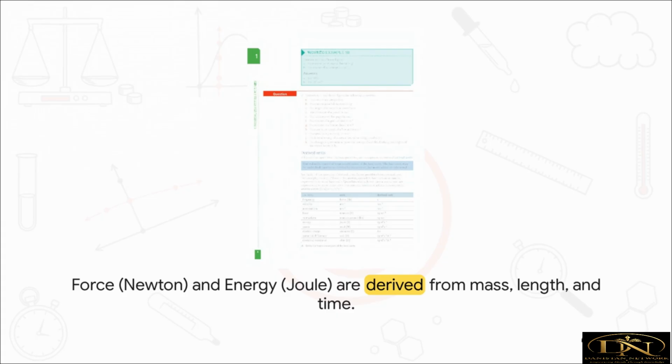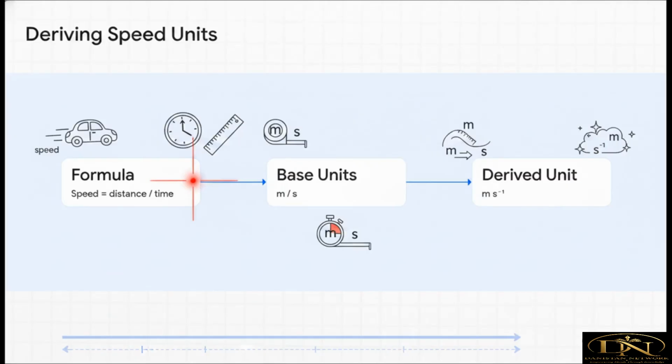Same thing for the joule, the unit of energy. It all just comes back to a few basic ingredients: mass, length, and time. Let's just walk through a really simple example.